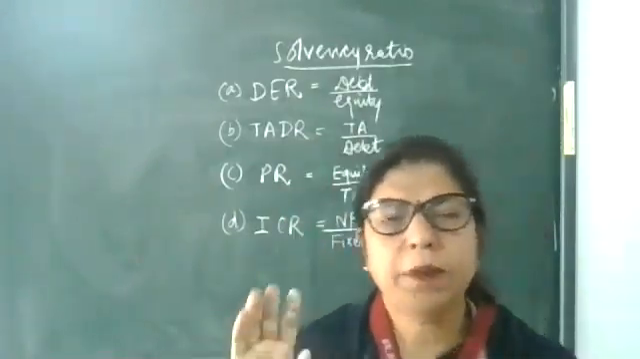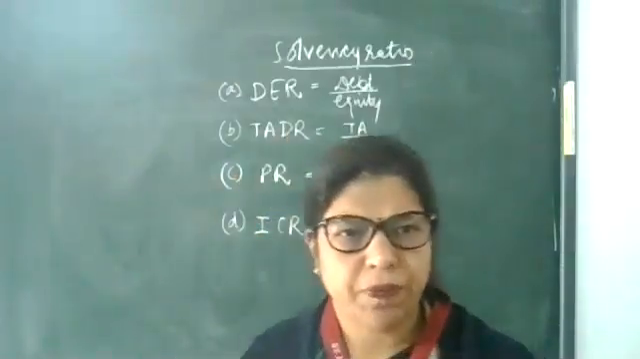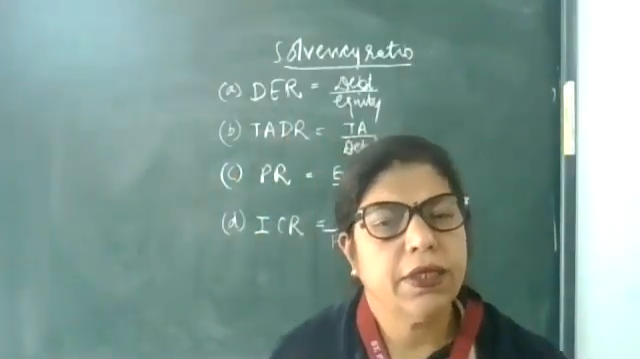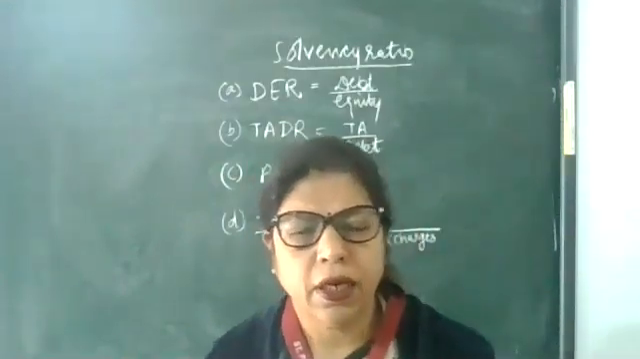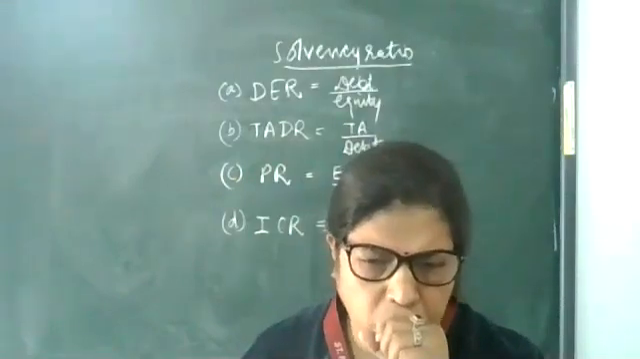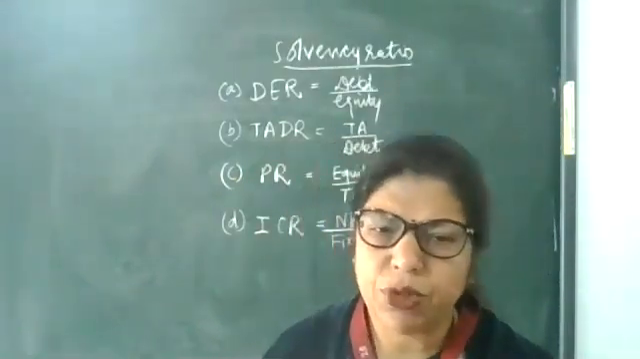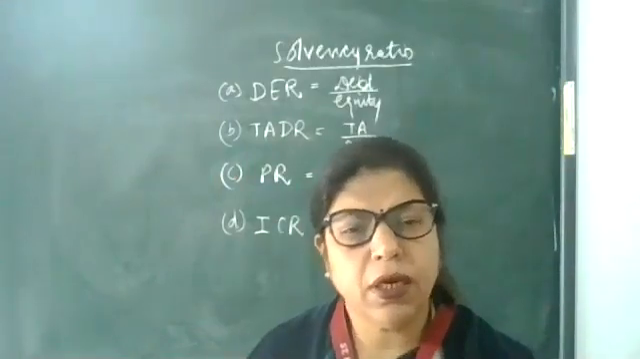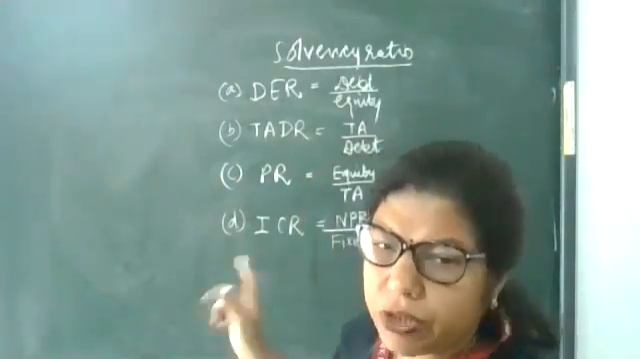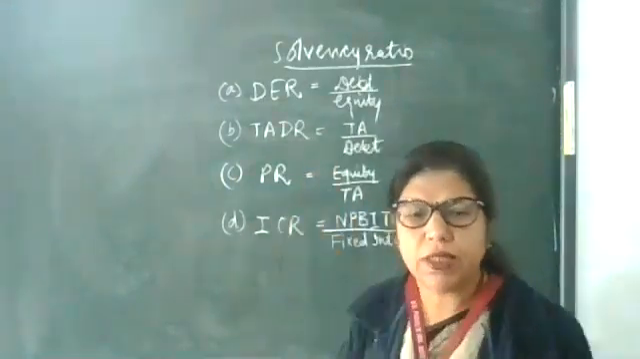DER, debt equity ratio, is debt upon equity. Second, TADR, total asset to debt ratio. The ratio is total asset upon debt. Third, PR, proprietary ratio. The proprietary ratio is equity upon total asset.